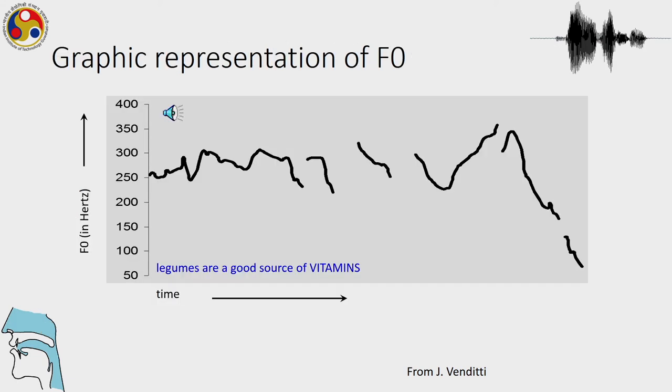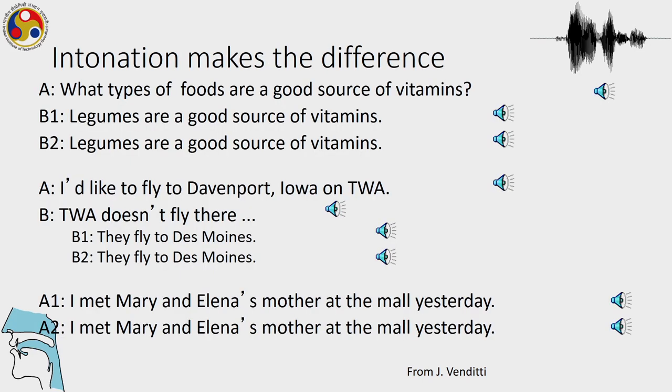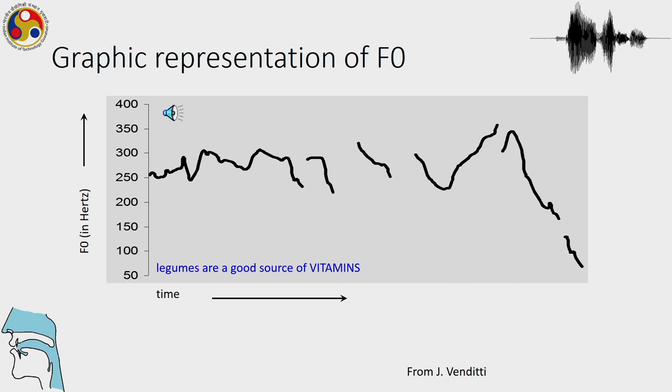Let us look at this graphical representation of the F0 contour to understand intonation. This is the first sentence that you heard as a reply to the question, what types of foods are a good source of vitamins. As a response, we heard the sentence, legumes are a good source of vitamins. When you heard that, the intonation is making all the difference, because it is conveyed in such a way that vitamins is emphasized, and you see that because of the rise in the F0 contour towards the end of that sentence.